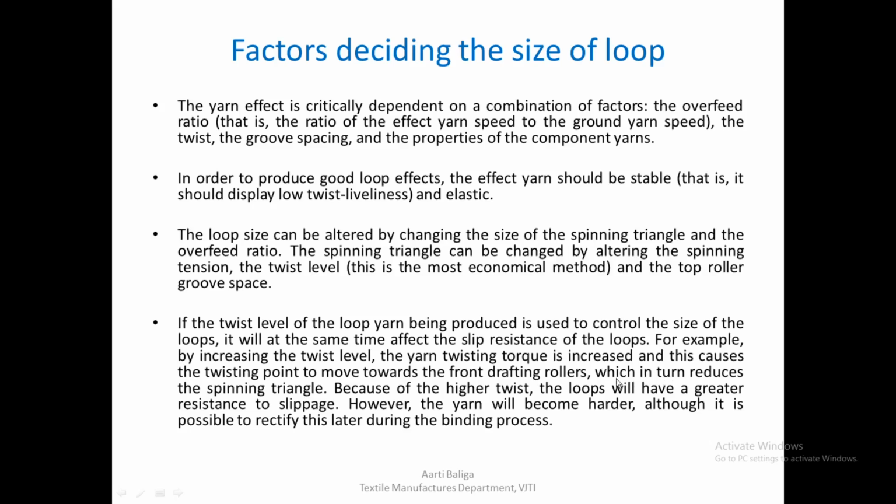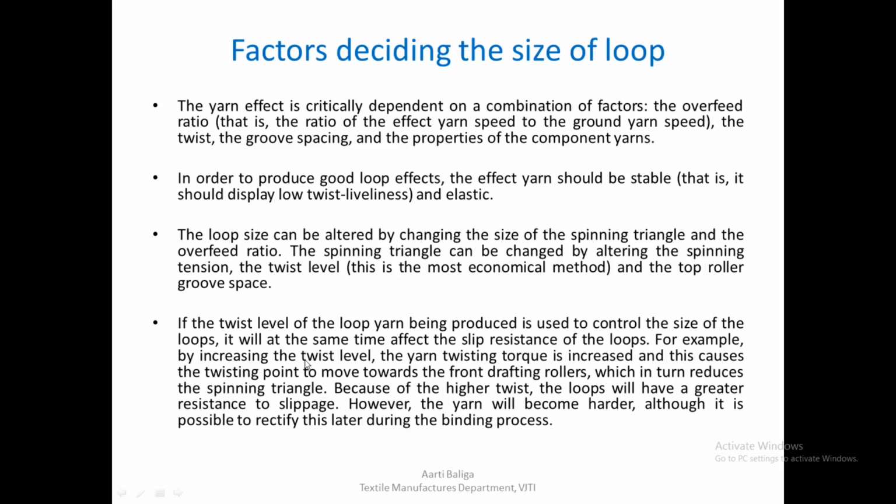The spinning triangle becomes smaller. So because of the higher twist, the loops will have a greater resistance to slippage. Since the twist levels are high, we would have greater resistance to slippage. But what happens is the yarn will become harder, although it is possible to rectify this later during the binding process. The yarn at this stage will tend to become harder, but by reverse twisting in the binding process, the hardness can be slightly controlled.